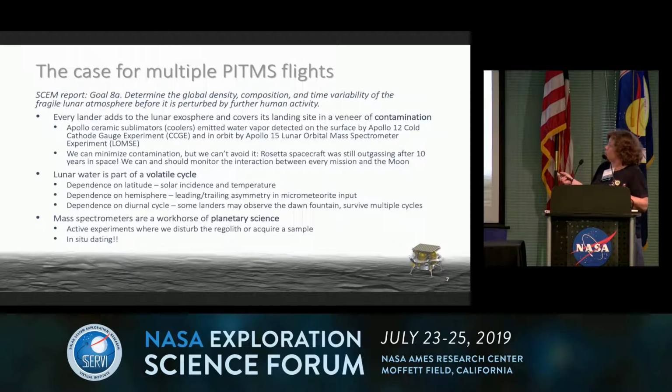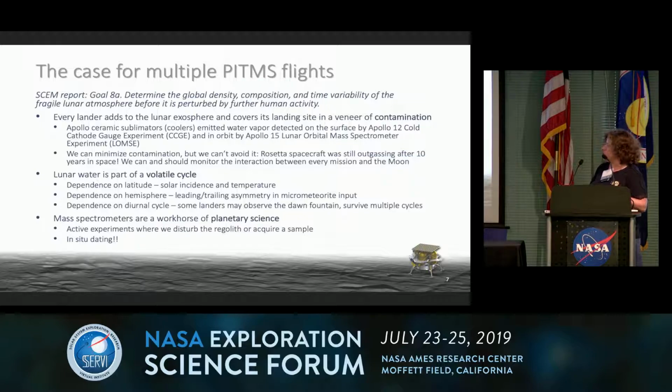Having it in different places to really pin down this volatile cycle. So latitude, leading trailing hemisphere for that micrometeoroid flux, and dependence on the diurnal cycle. We really do want to see the terminator crossing, see what happens at night. I think those are really important parts of the story.